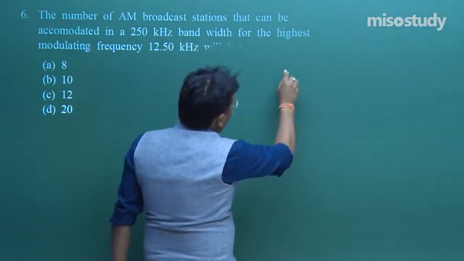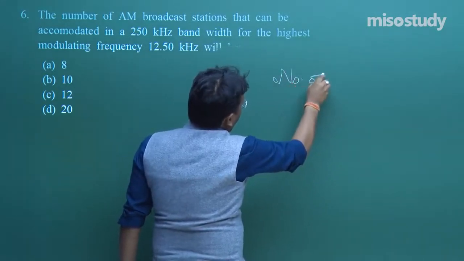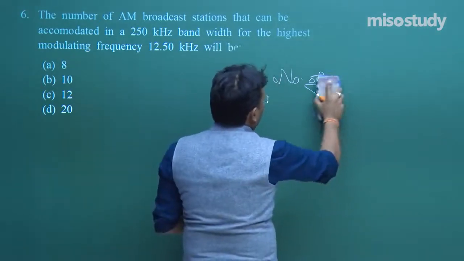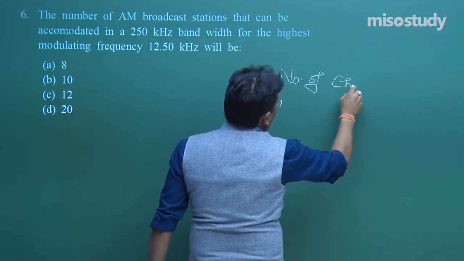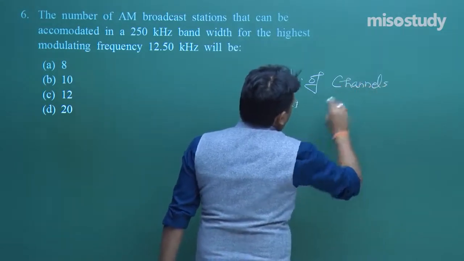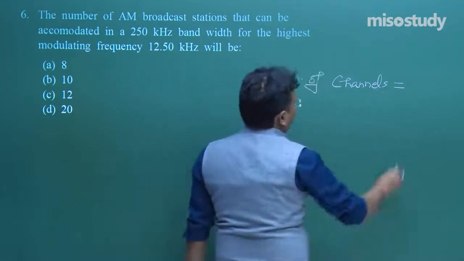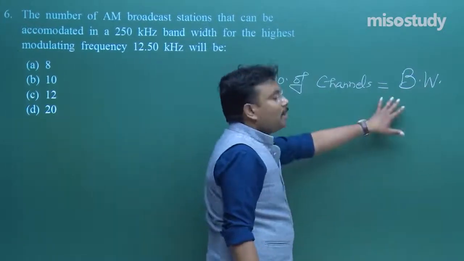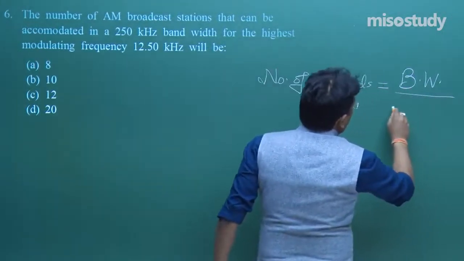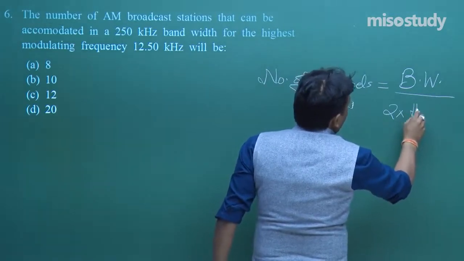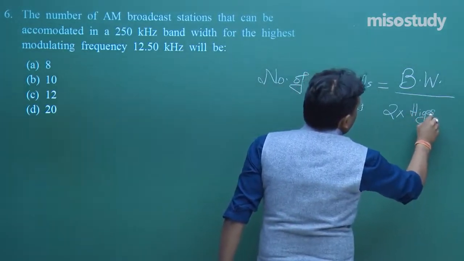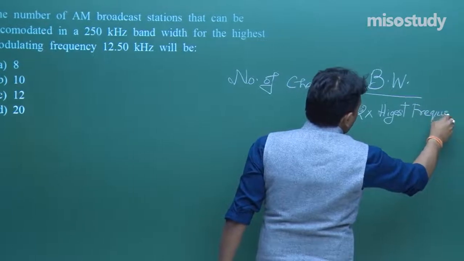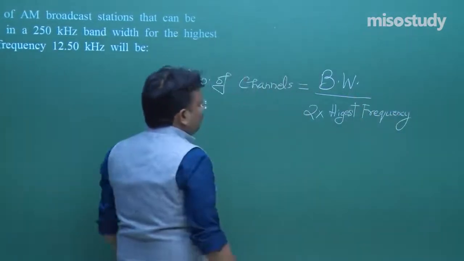I do not want to move very much away from this position. That is, number of channels equal to bandwidth, B.W., not black and white but bandwidth, upon 2 into highest frequency. Fine. 2 into highest frequency.